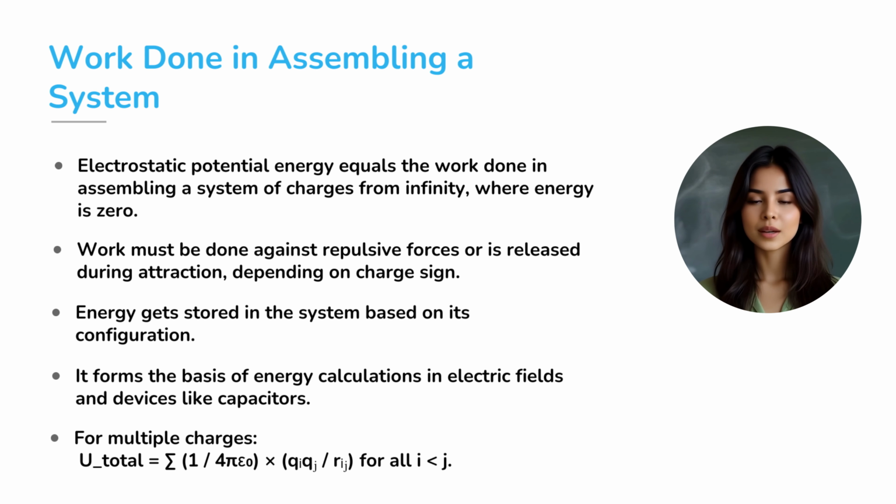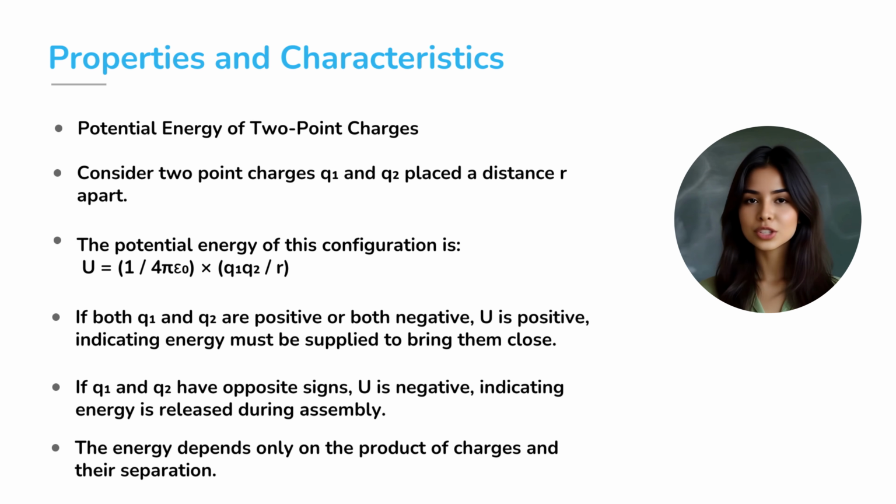We write this as U total equals the sum over all i and j of 1 by 4 pi epsilon naught multiplied by qi into qj divided by rij, where rij is the distance between the ith and jth charge. This idea becomes really useful when we study systems like molecules, crystals, or capacitors. Let's simplify it down to just two charges, say Q1 and Q2, placed at a distance r. Their potential energy is given by U equals 1 by 4 pi epsilon naught into Q1 times Q2 divided by r. Now here's the key insight.